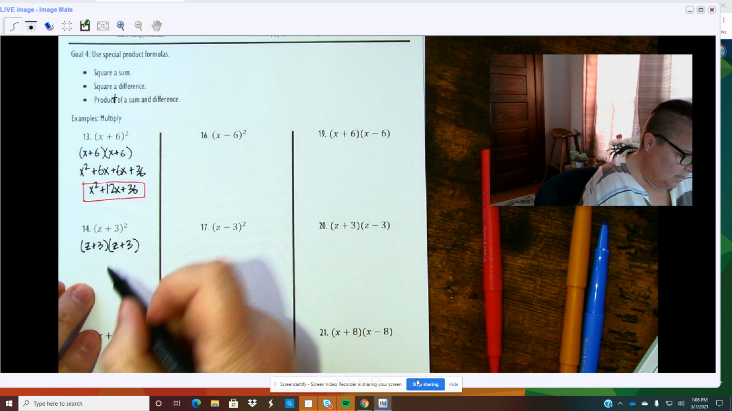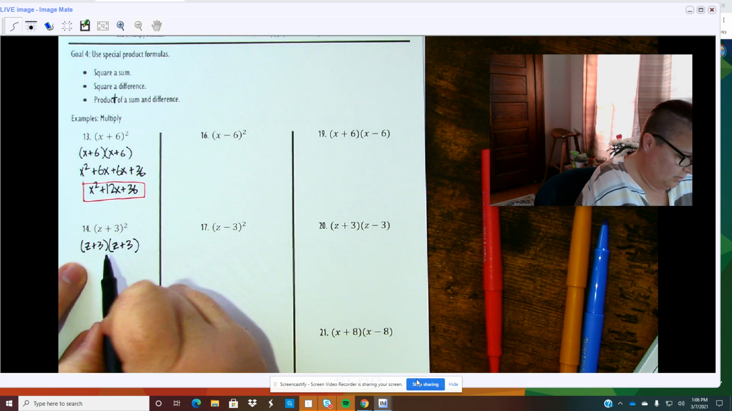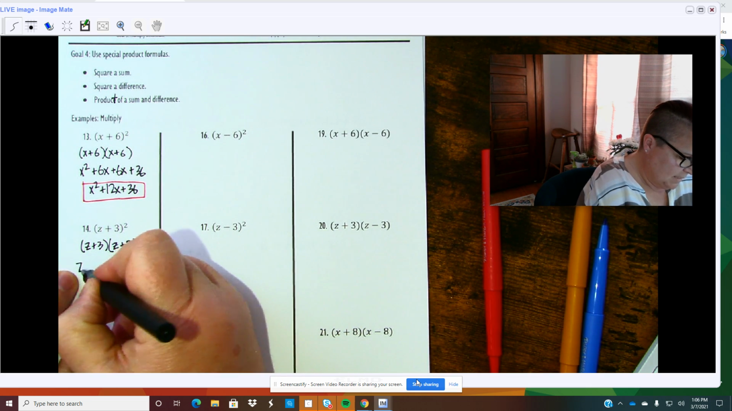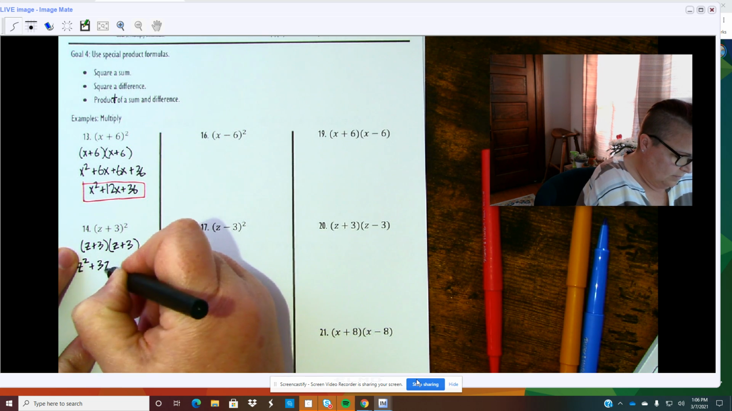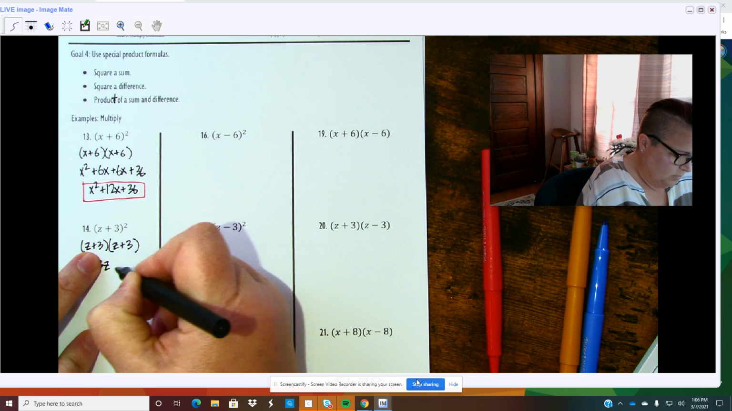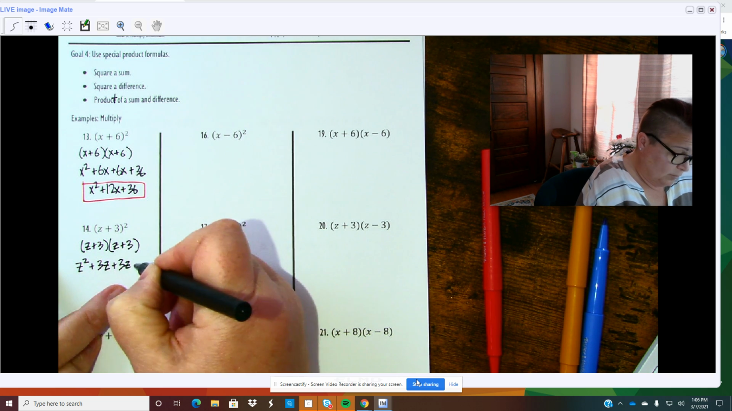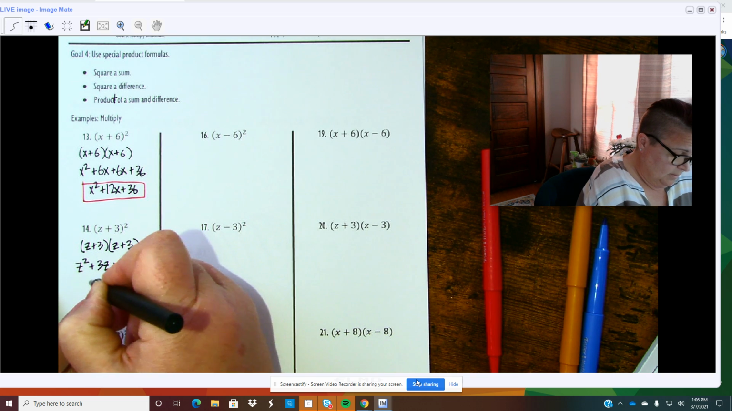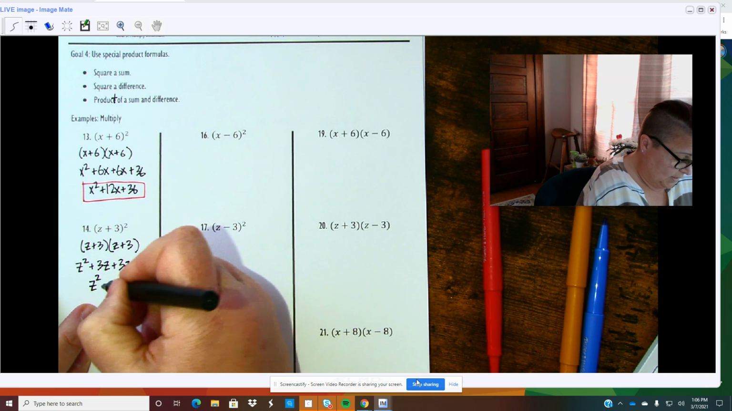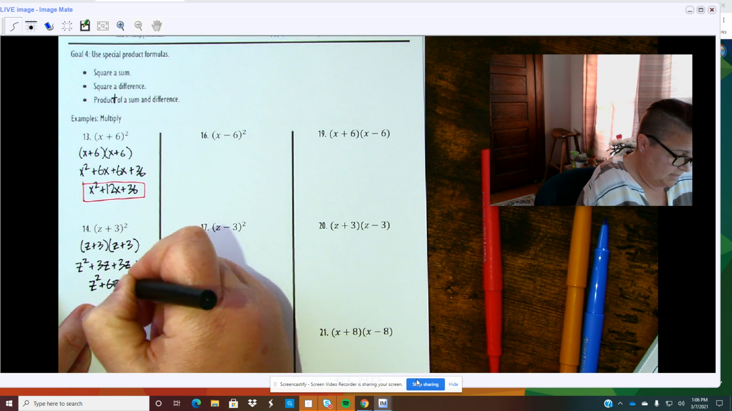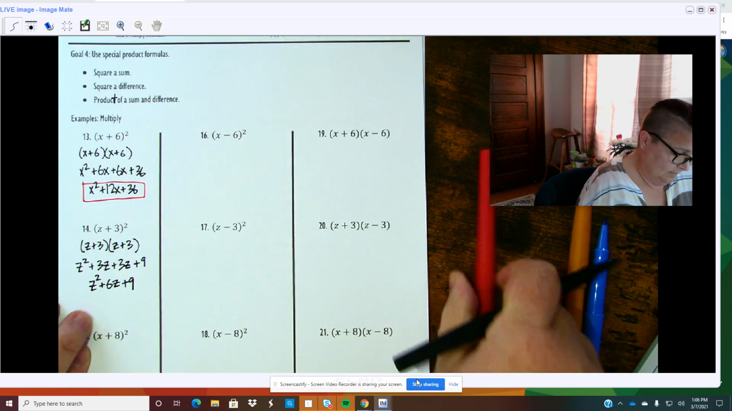All right. So I'm going to use FOIL again. The first would be z times z, or z squared. The outside would be 3z's. The inside would be another 3z's. And the last would be 3 times 3, or 9. So the two middle will combine, and I will have z squared plus 6z plus 9.